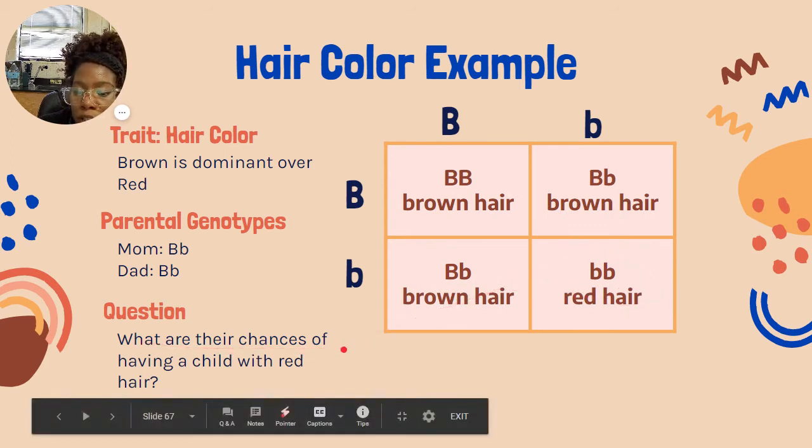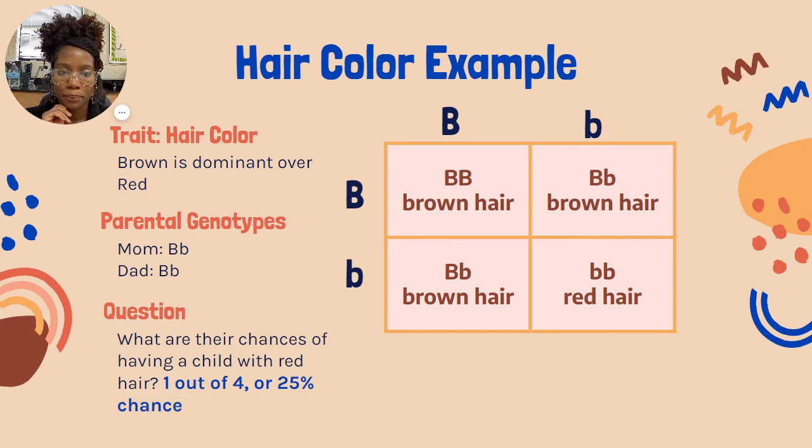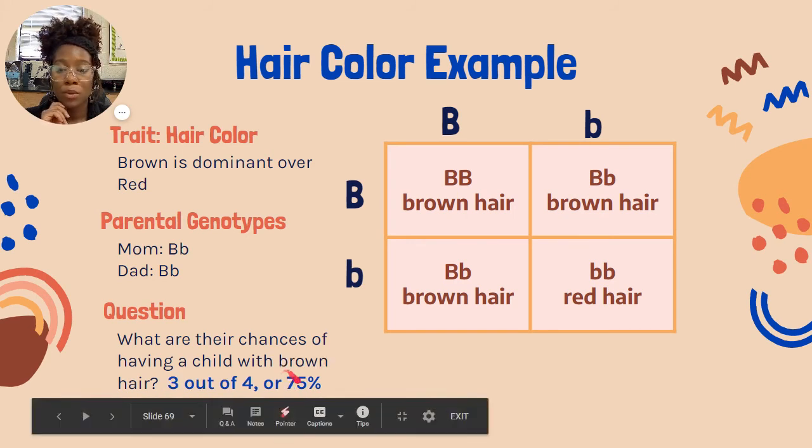So what are their chances of having a child with red hair? So we have 4 options. One of the 4 is going to have red hair. 1 out of 4, which is 25%. Okay. Chances of having a child with brown hair is 1, 2, 3. 3 out of the 4 are going to have brown hair.